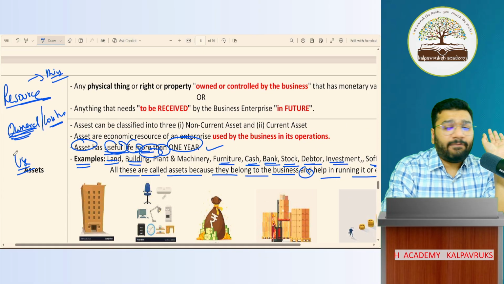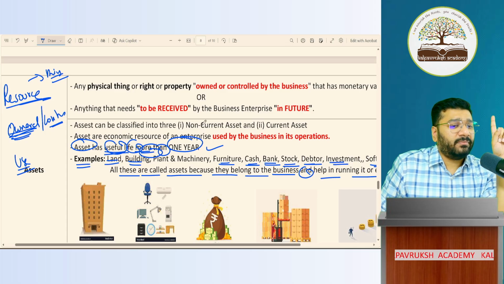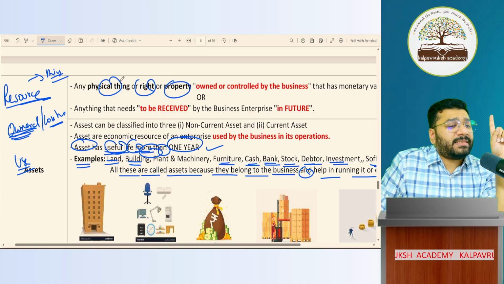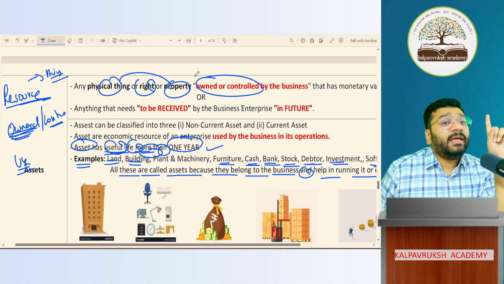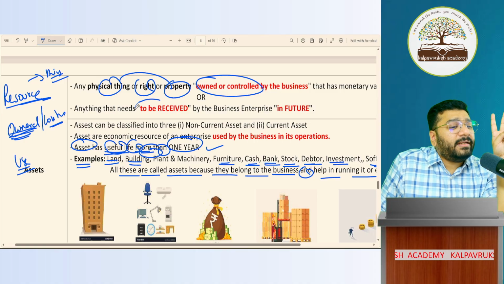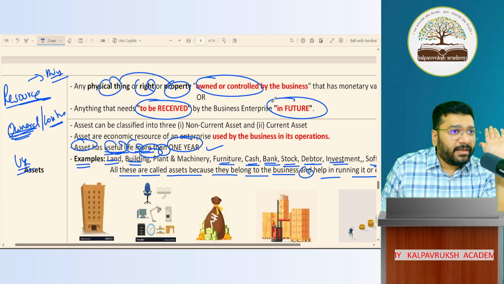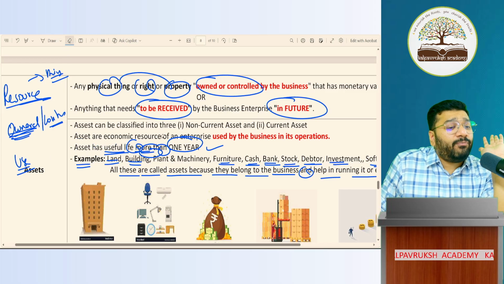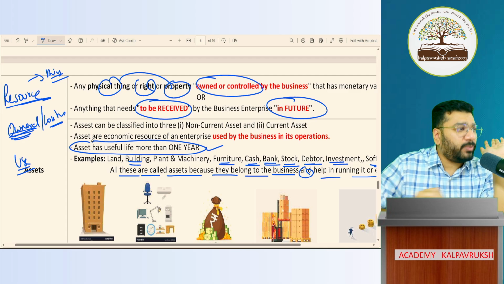As of now, I've told you the meaning of asset. Listen now. I told you there are two meanings of asset. What is the first meaning? It's either a physical thing or a property, meaning a resource which is owned or controlled by the entity so that we can earn economic benefit. Profit is called economic benefit. Correct? Or anything that I need to receive in future. This is called an asset. These 2 points are clear? Assets are something which has a life of more than 1 year. This is true for certain items. What it is, I'll discuss gradually.